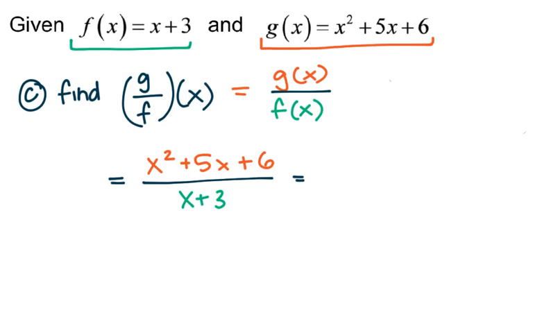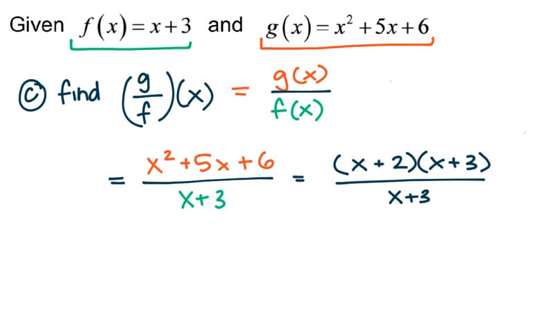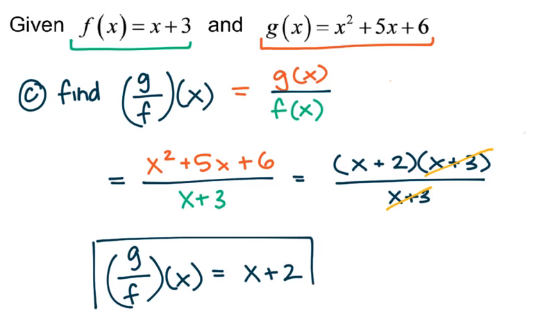We talk a lot about factoring, but you should be slightly familiar with it at this point, and you should recognize that the numerator factors. We have x plus 2 and x plus 3 over x plus 3. So that numerator factoring, you'll notice that x plus 3 over x plus 3 cancels, and we end up with g over f of x. G over f of x is just x plus 2. So now that's our final answer for dividing the quotient of these two functions.